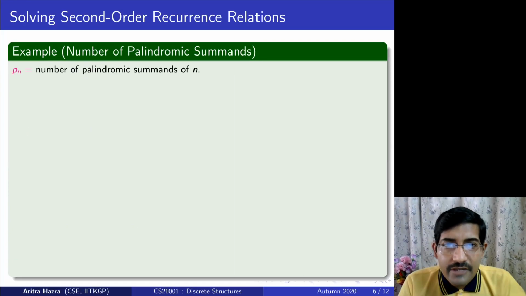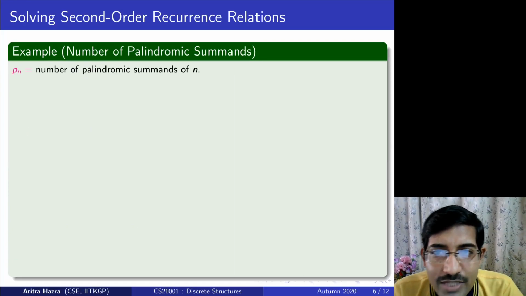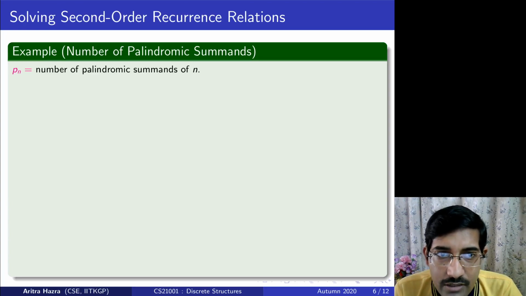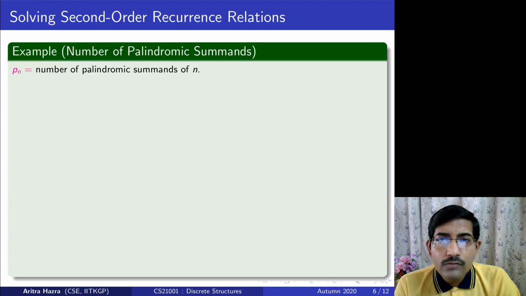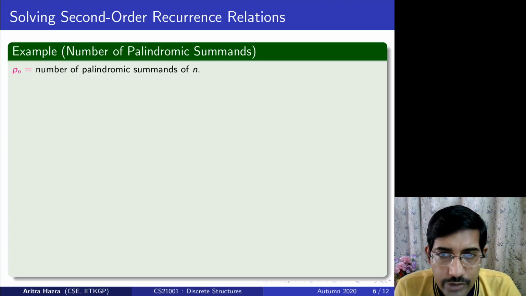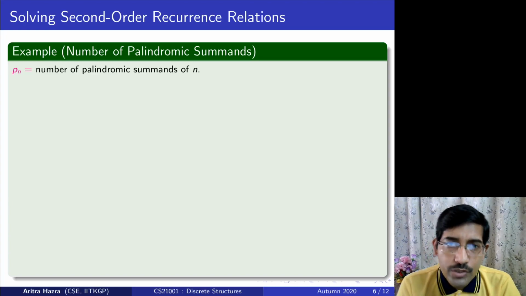This is a very interesting example. You have also seen these examples in your counting, when you counted different ways and proved the number of palindromic summands. Palindromic summands are the ways you can write the summands of an integer such that if you traverse from both directions, the summands look the same.